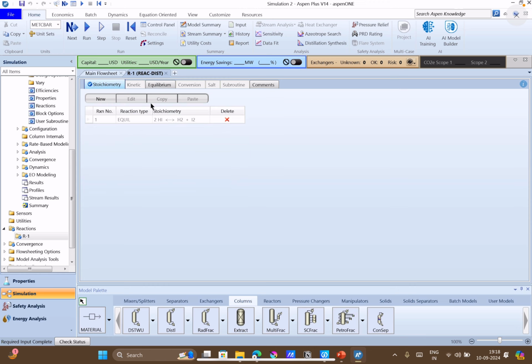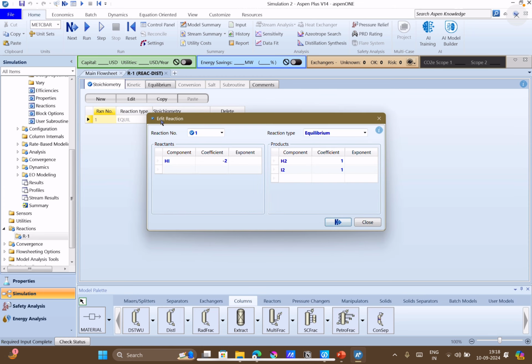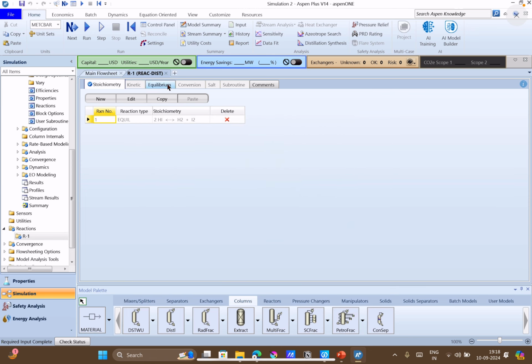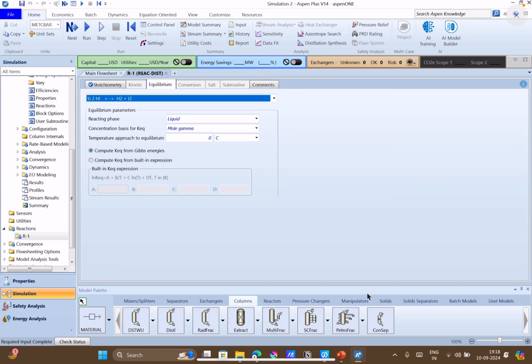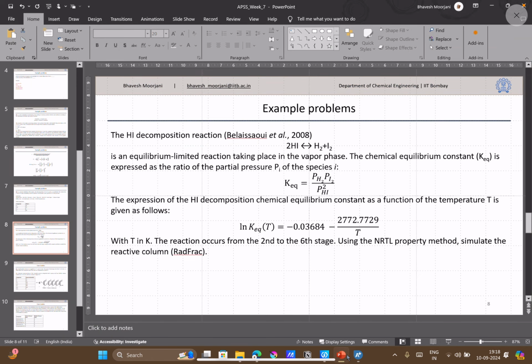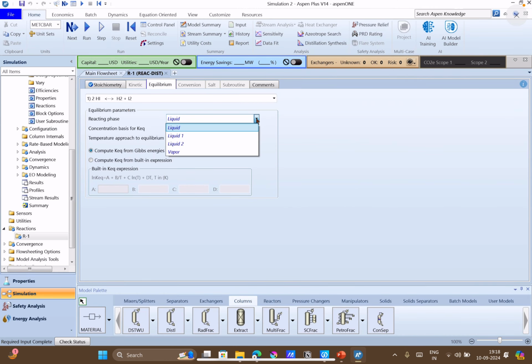So we have added the coefficient for the reaction. Exponent we don't have to worry about because we are currently dealing with the equilibrium rather than the kinetic part. And in the equilibrium, we have to provide conditions. Here it is said that this HI decomposition is an equilibrium limited reaction, which is taking place in the vapor phase. So our valid reacting phase should be vapor only.